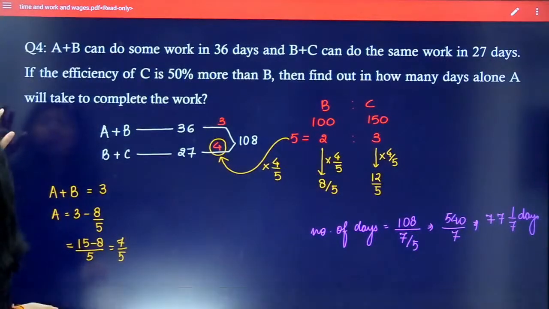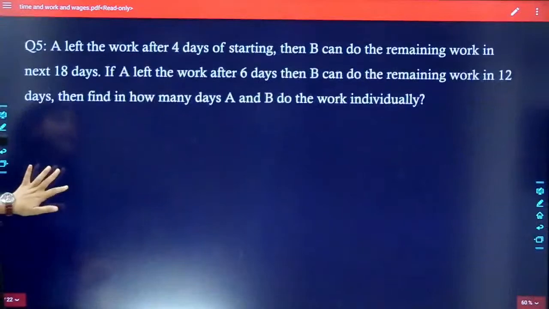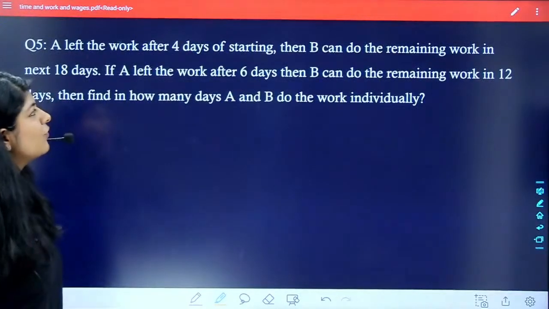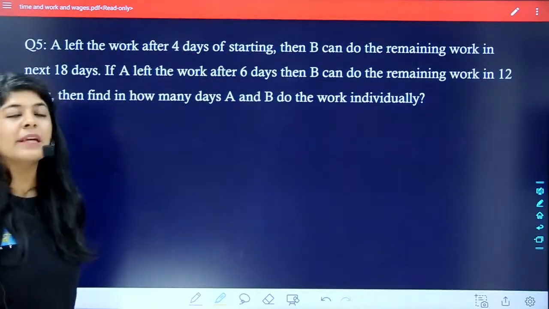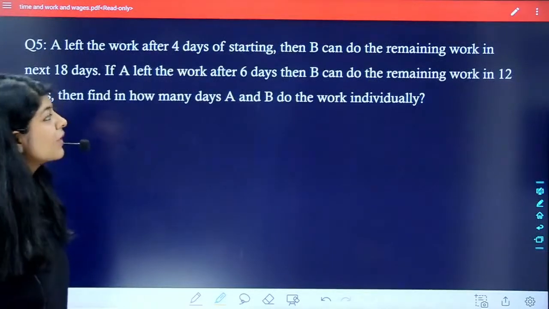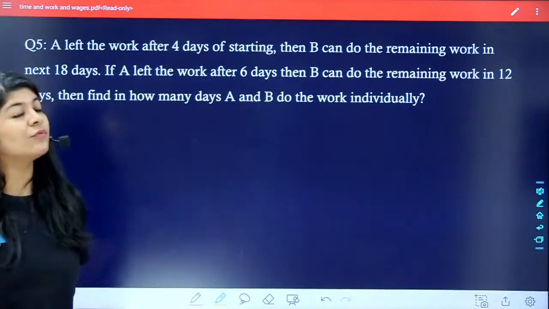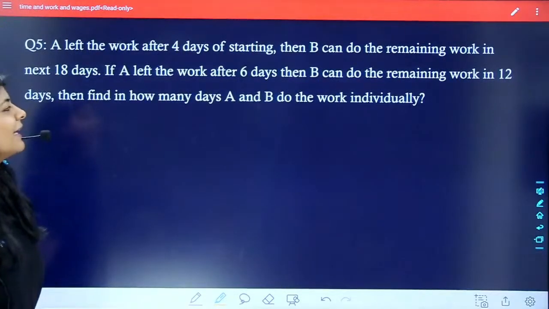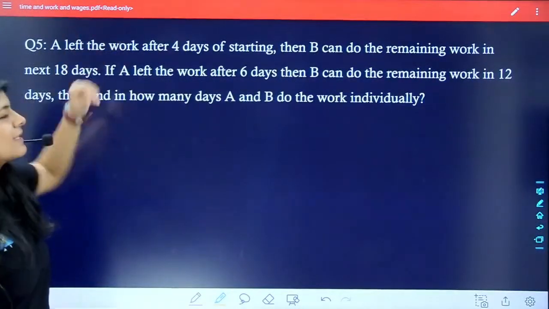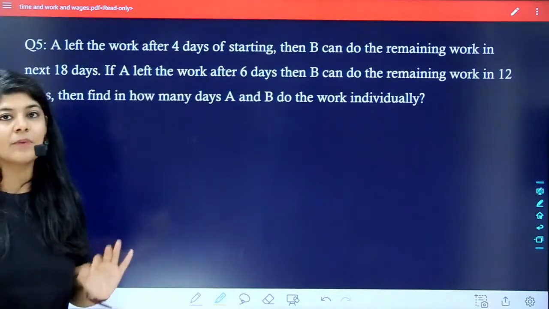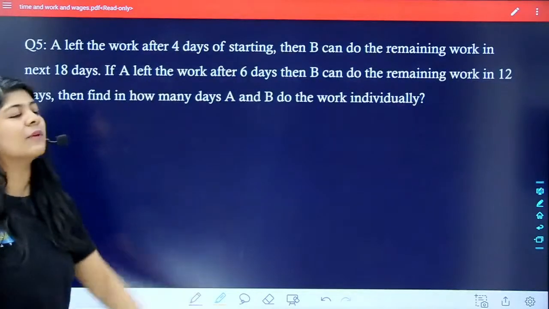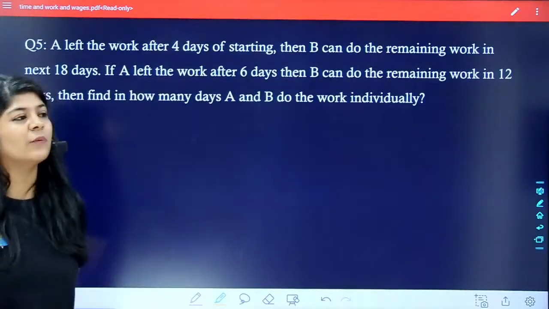Okay, now let's move to the next question, question number 5. It is given that if A left the work after 4 days of starting, then B can do the remaining work in 18 days. If A left the work after 6 days, then B can do the remaining work in 12 days. Then find in how many days A and B can do the work individually. We know in both cases the total work will always remain the same. So just try to make the total work equal, and after that you can easily calculate the number of days required by A and B individually.